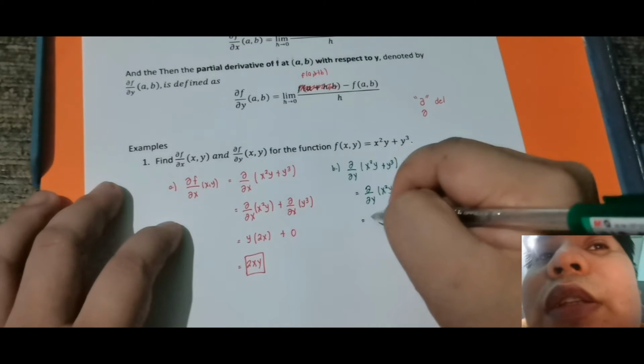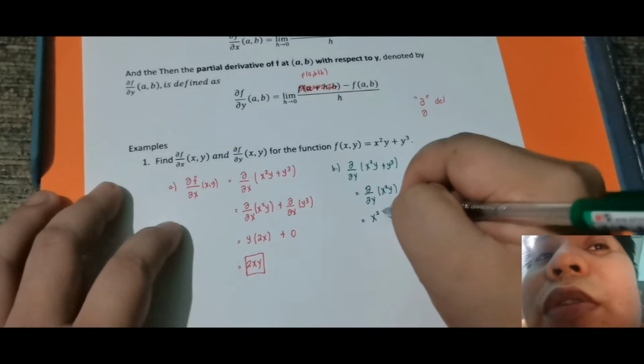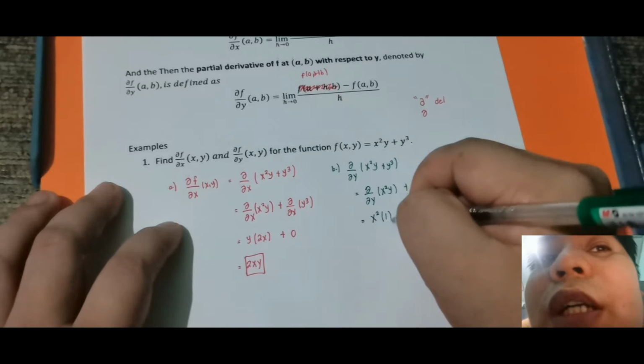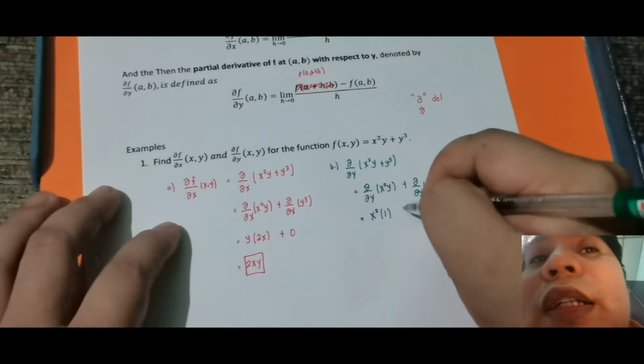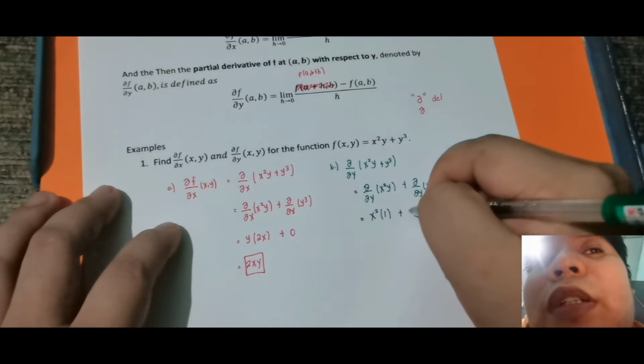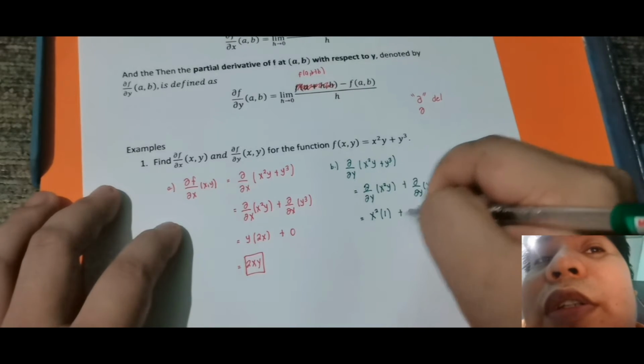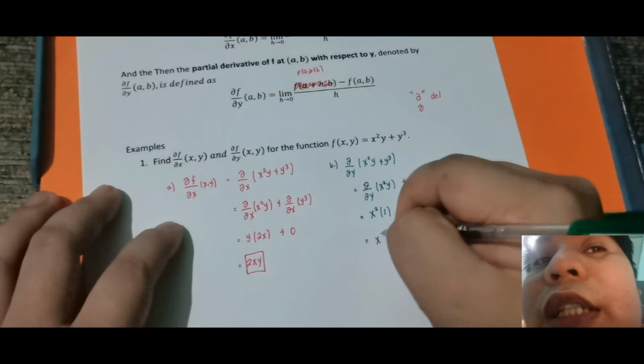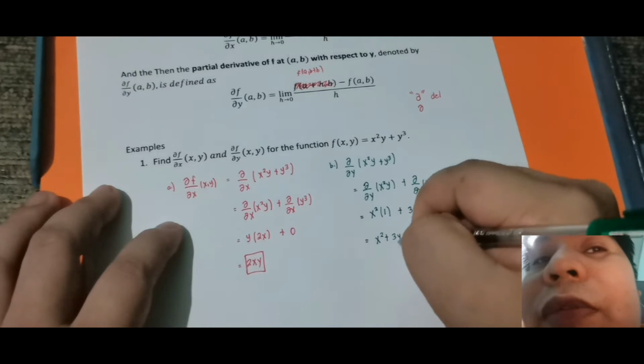Okay, so note na dito ay constant si x squared. So, kukunin ko lang yung derivative ng y. This is just 1. Okay, next, sa kabila, ang derivative ng y cube is just 3y squared. So, therefore, the answer is just equal sa x squared plus 3y squared.